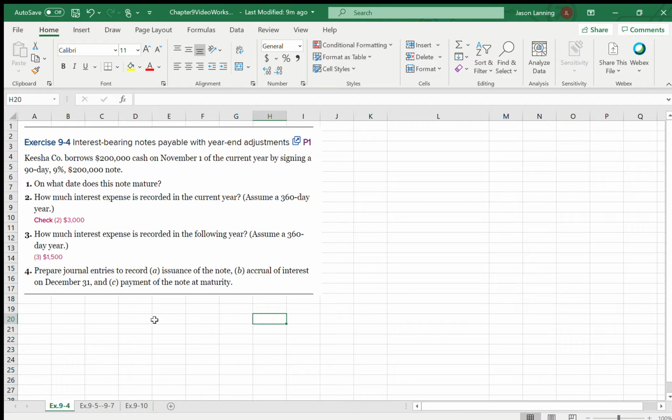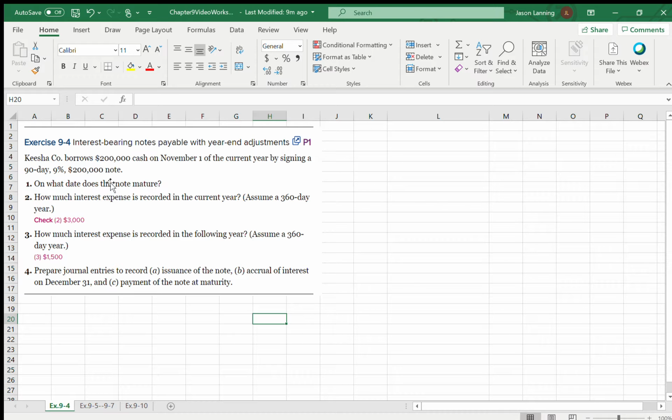Okay, some Chapter 9 things we've got here. Chapter 9, a couple exercises from the book we're going to go through. We're looking at notes here in payroll. And the first one here is exercise 9.4 from the text. It has an interest-bearing note payable with year-end adjustments.